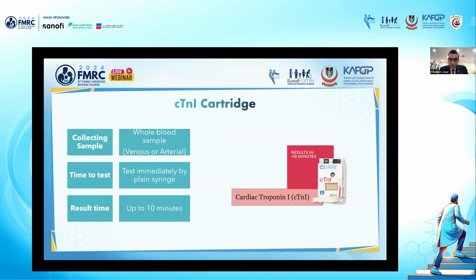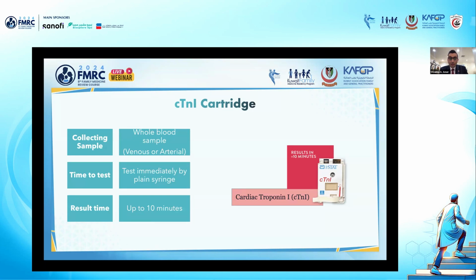The last category is the cardiac marker. I think you will like it. It's very important for the patient. When you receive a patient who has chest pain, you want to check if they have a heart attack or not. This is cTnI, the cardiac troponin I test. It is specific for cardiac cases, for the heart, because there are many types of troponin, T and C, but troponin I is specific only to the heart.